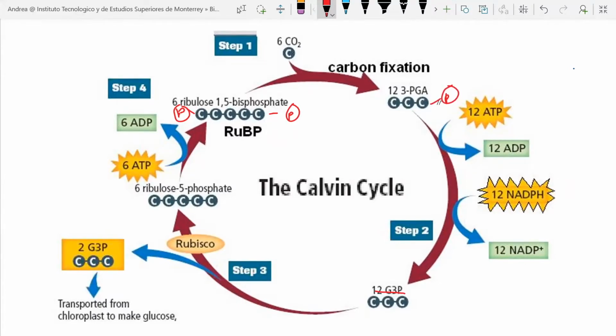So energy has to be added in order for the reaction to happen. And that energy is going to come from 12 ATP and 12 NADPH. And when that energy is released, it will be released in form of 12 ADP and 12 NADP plus, sorry. So NADPH is a source of energy because of the excited state of the electron within the hydrogen. Okay, and as it goes to a lower energy state, it helps to drive the reaction.